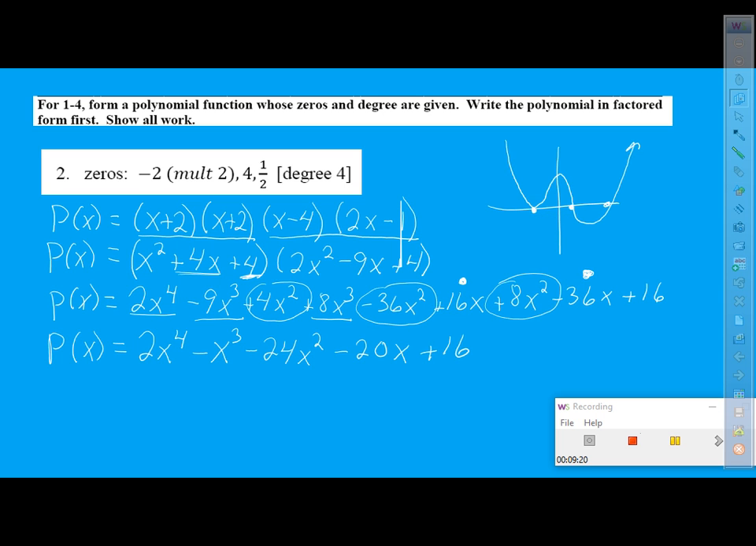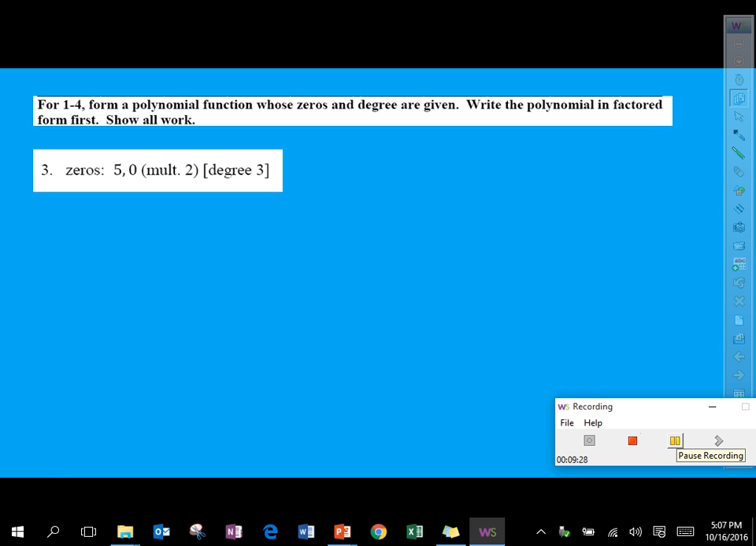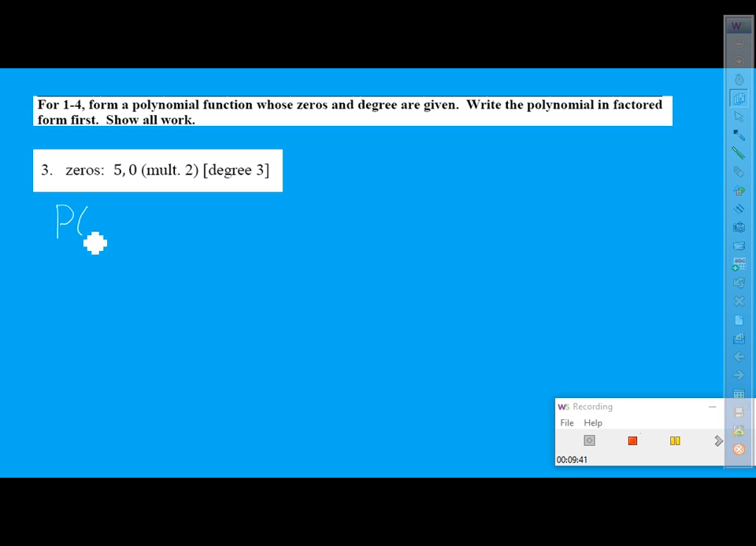Now number 3 is a lot easier. So on your number 3, we've got zeros of 5, and then we got a 0 with a multiplicity of 2. That means there's 2 of them. So once again, for my p of x, to get a 0 of 5, in parentheses, there's going to be an x minus 5.